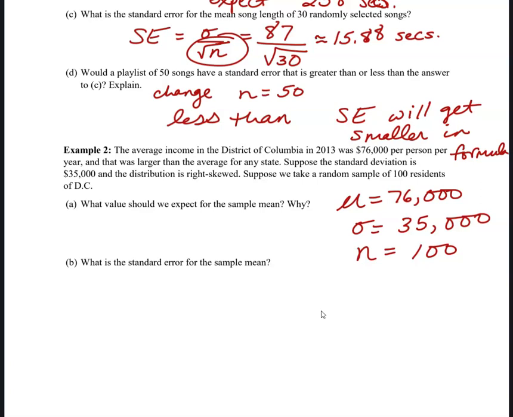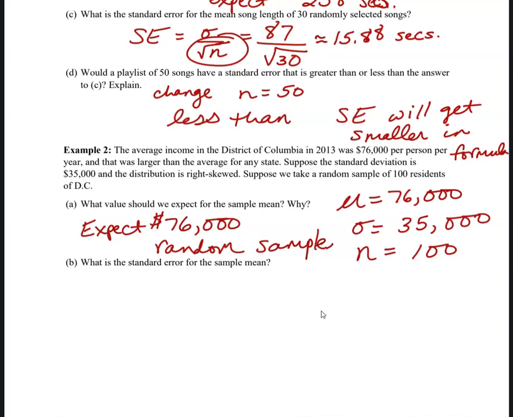What value should we expect for our sample mean? Well, we expect our sample mean to have an average income of 76,000. Why? Because we took a random sample. Could it be higher? Yes. Could it be lower? Yes. But it should be fairly close to that number.